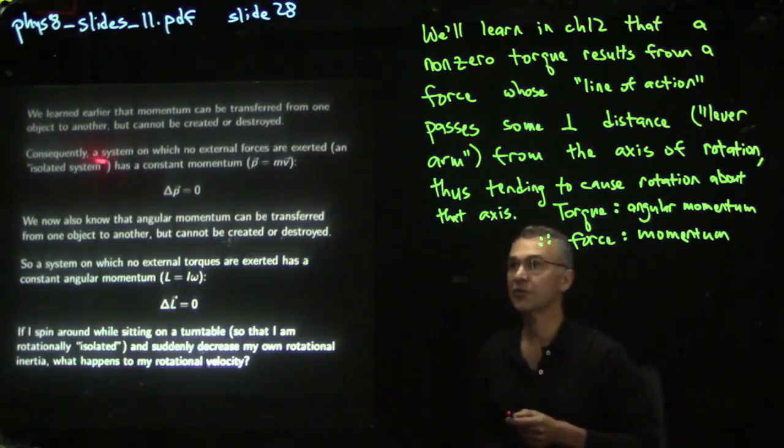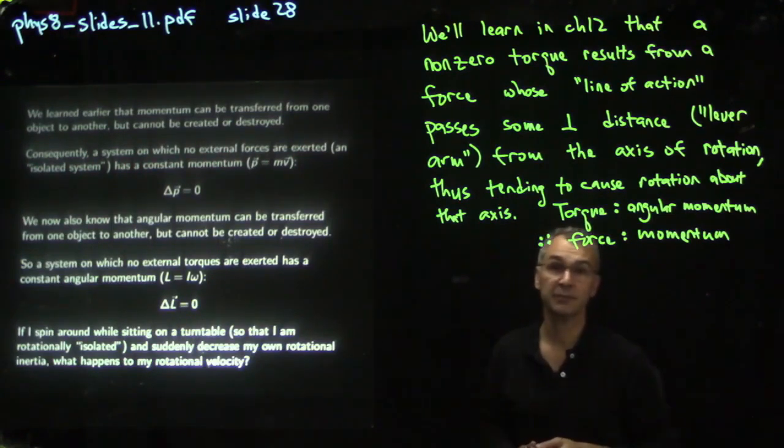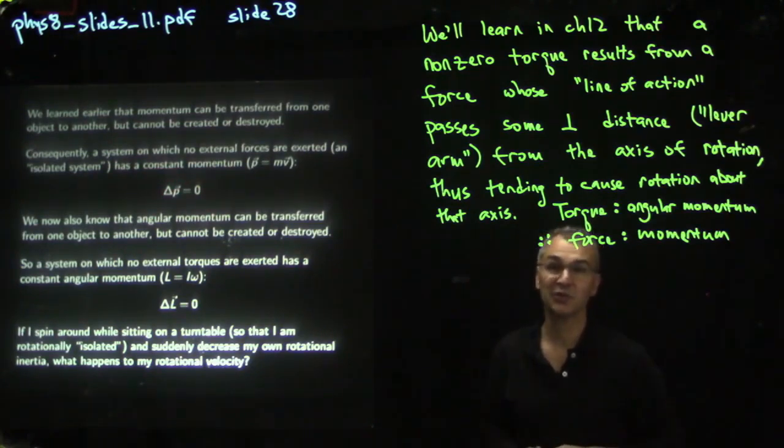As a result, a system on which no external forces are exerted, which we call an isolated system, has a constant momentum. Momentum is p equals mv, mass times velocity. So the momentum is constant. The change in p, the change in momentum, is zero for an isolated system, a system on which no external forces act.